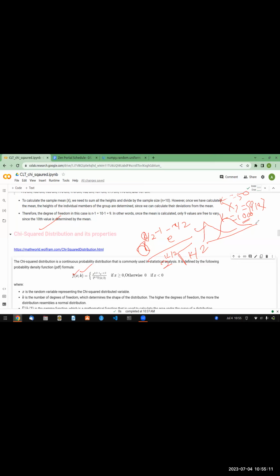Getting it? So let's see that. This is the mathematical way. I told you yesterday, two ways: one is the mathematical way, one is the visual way. So let's see the visual way here.